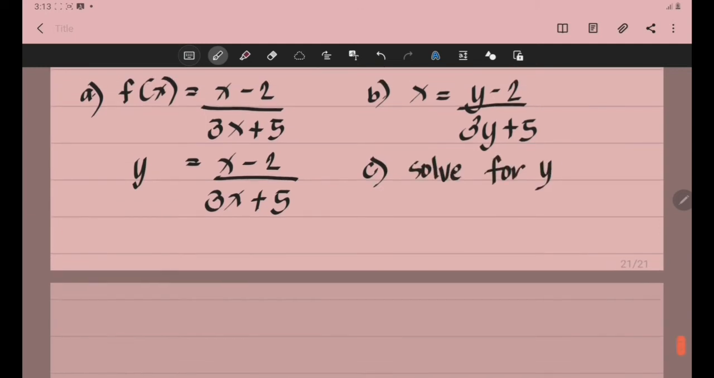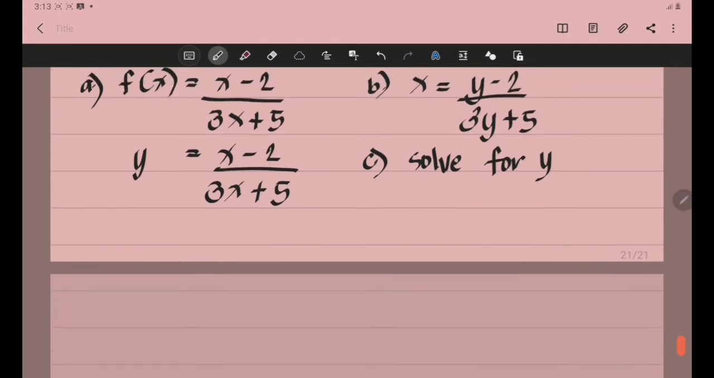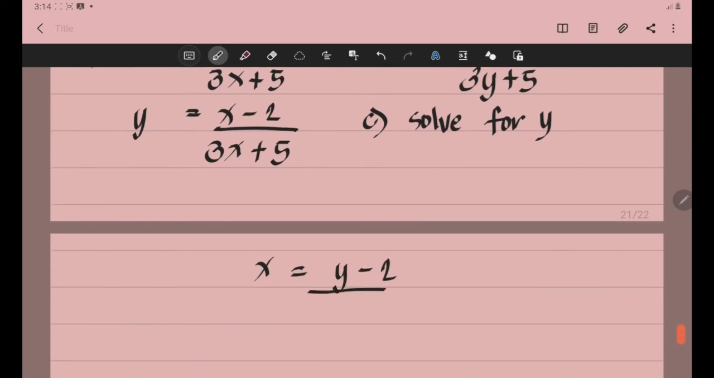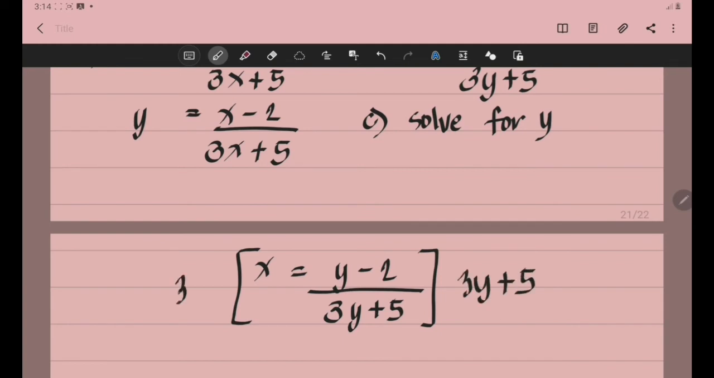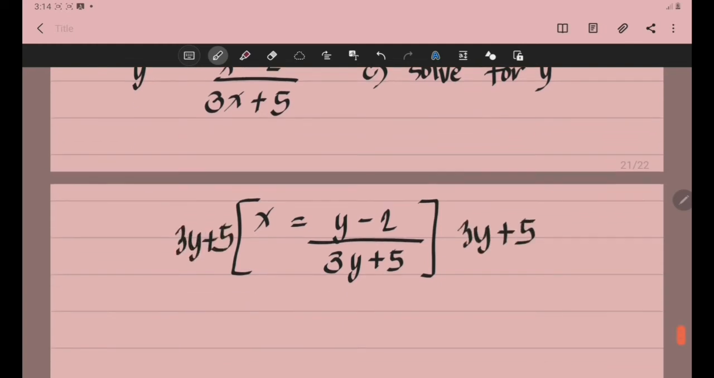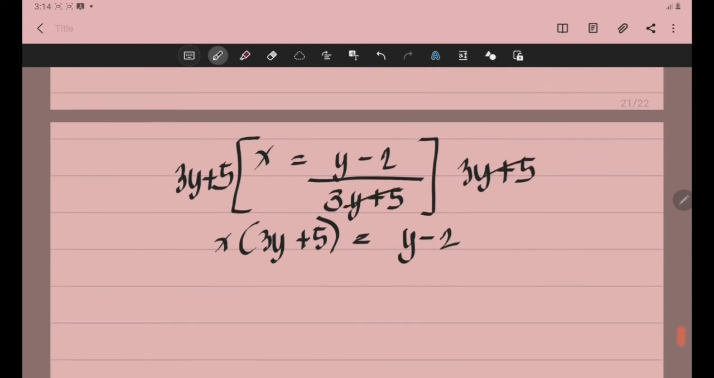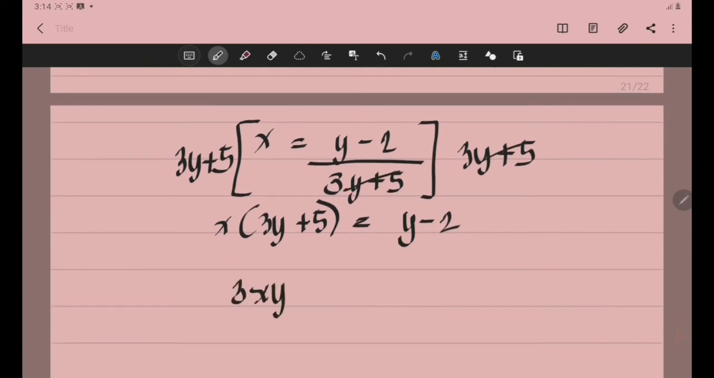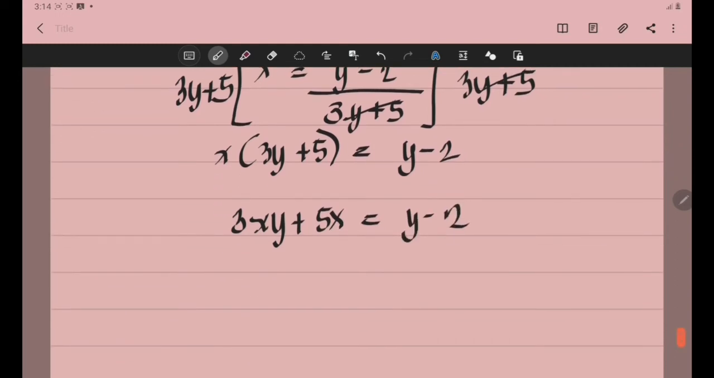So, again, katulad kanina, we have to rewrite x is equals to y minus 2 all over 3y plus 5. And then, multiply both sides of the equation dun sa inyong denominator para ma-eliminate yung denominator nyo. Dito, ang denominator natin ay 3y plus 5. And then, multiply both sides of the equation. We will now have x multiplied by 3y plus 5. So, dito, ang gagamitin nyo naman ay distributive property para ma-multiply si x. And then, combine like terms.